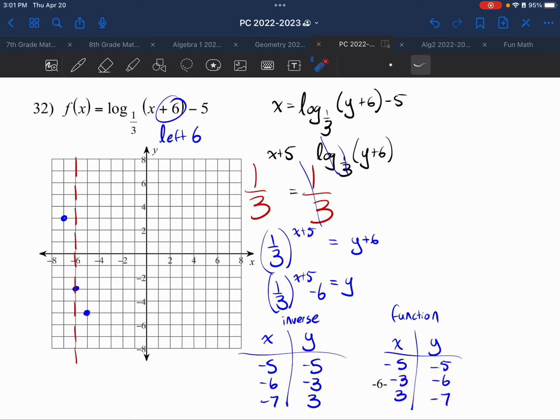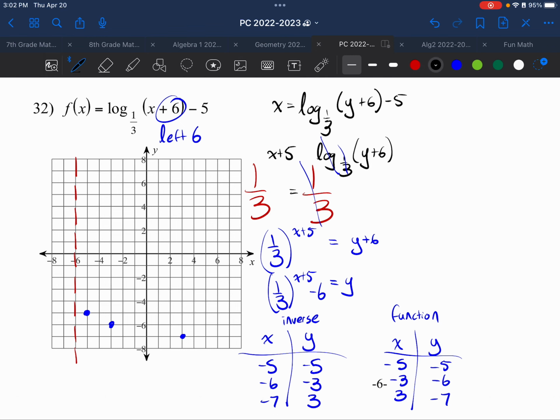-3, -6 is, here, let's erase you blue point, -3, -6 lives right there. I just had a brain fart. It happens. I'm glad I caught it. And then 3, -7 is going to be down here. There we go. This makes sense because we're not intersecting our asymptote.